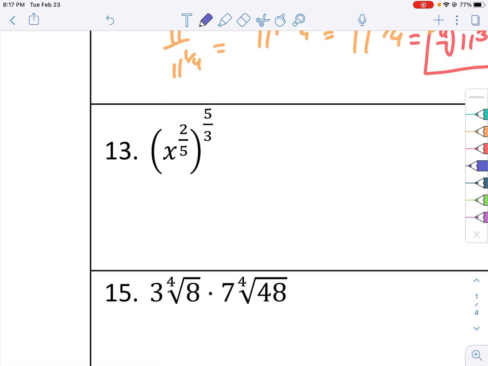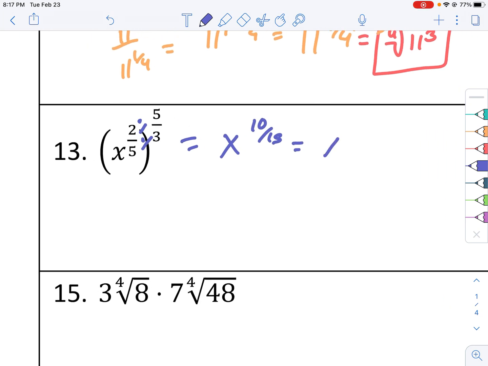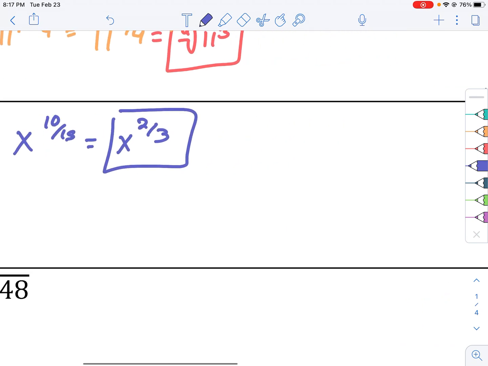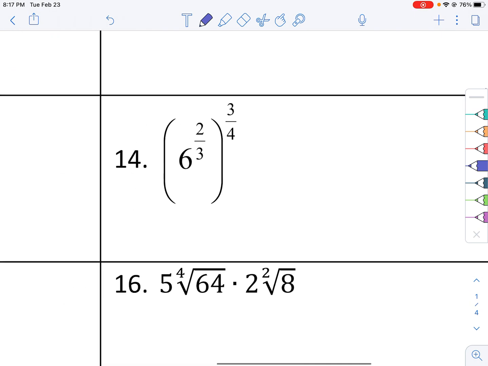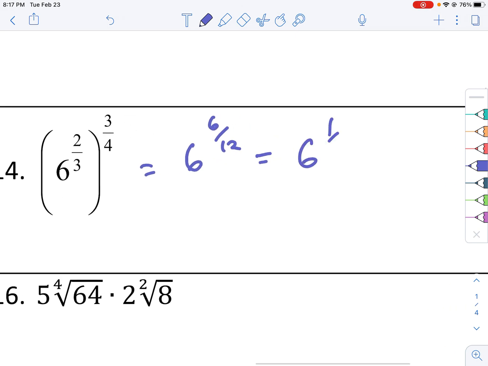Next up, 13. 13, we just multiply here. So you multiply the tops, multiply the bottoms. So that gives you x to the 10 over 15. Reduce that down just a little bit, right? So it's going to give us x to the, divide by 5 on both, which is 2/3. 14, again, we just multiply, so 2 times 3 gives us 6 to the 6. 3 times 4 is 12. 6/12 is just 6 to the 1/2 power. And then we're good right there.